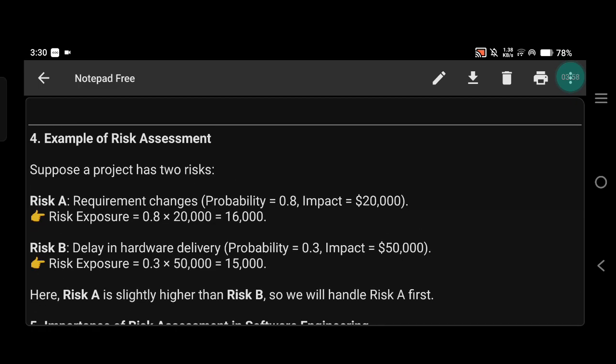Now we can see an example of risk assessment. Suppose a project has two risks. Risk A, requirement changes, probability 0.8, impact equal to $20,000. Risk exposure: 0.8 multiplied by 20,000 equals 16,000. Risk B, delay in hardware delivery, probability equal to 0.3, impact equal to $50,000. Risk exposure equals 0.3 multiplied by 50,000, 15,000.